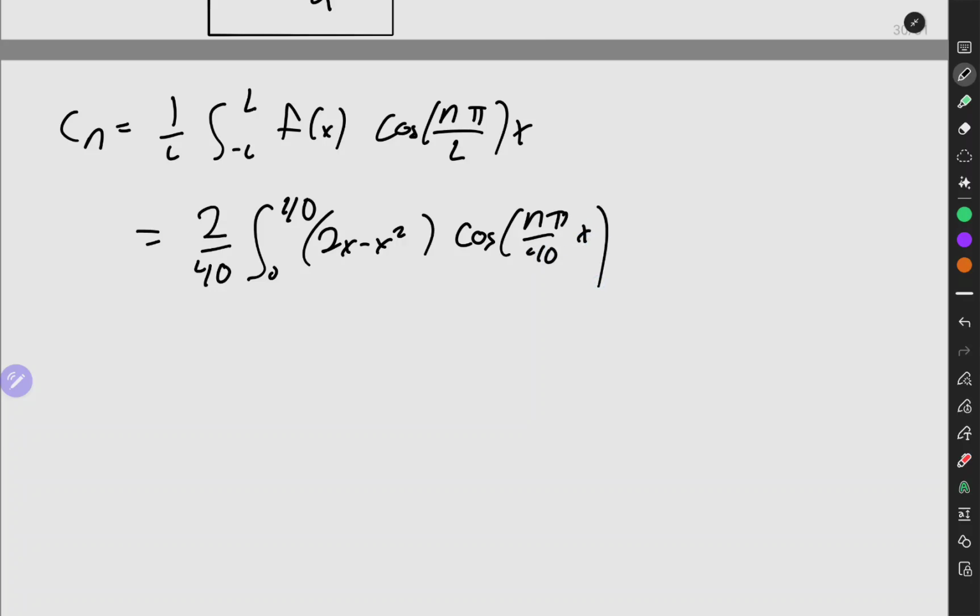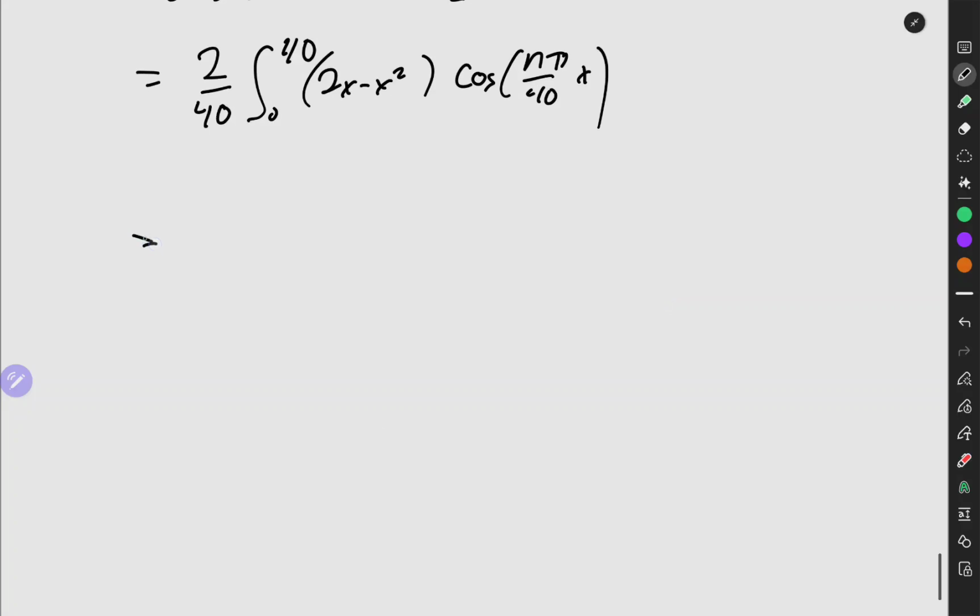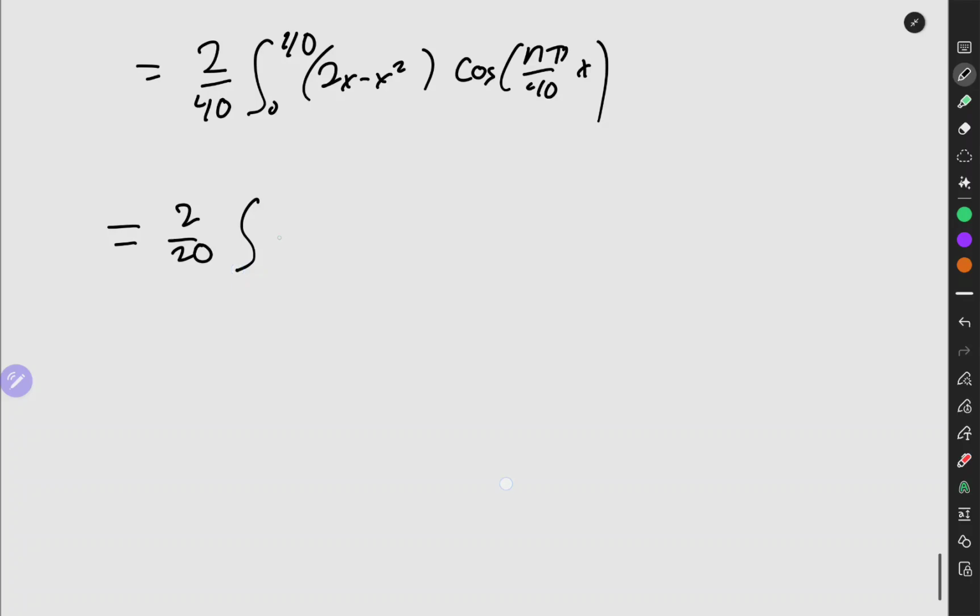This one's obviously annoying. I'm going to split this into two integrals. I'm so tempted to just skip to the answer. I don't like that x squared. Well, we can do this. I'm actually going to pull out the 2 on this one. It's 0 to 40 x cosine of n pi over 40x minus 1 over 20.